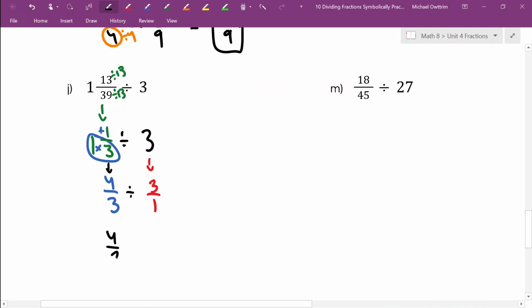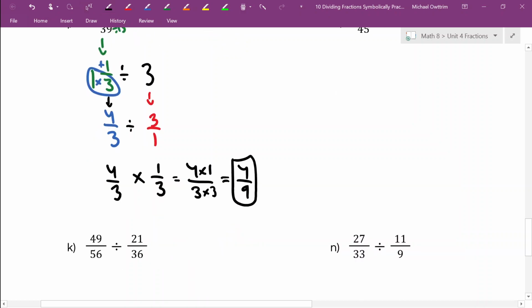And now we'll multiply by the reciprocal. So keep your first fraction, change divide to multiply, flip your second fraction. 4 times 1 on top and 3 times 3 on the bottom gives us 4 over 9. And that is our simplest form answer.